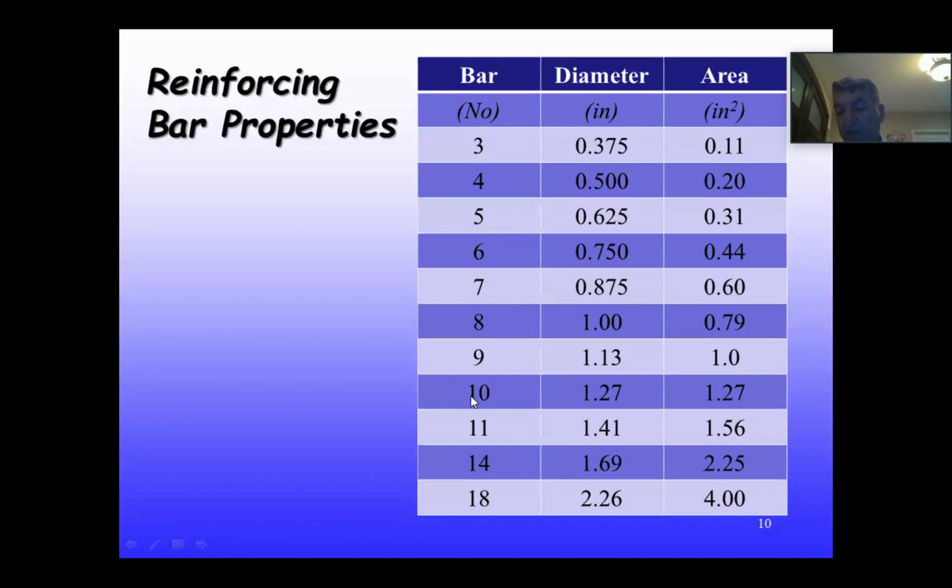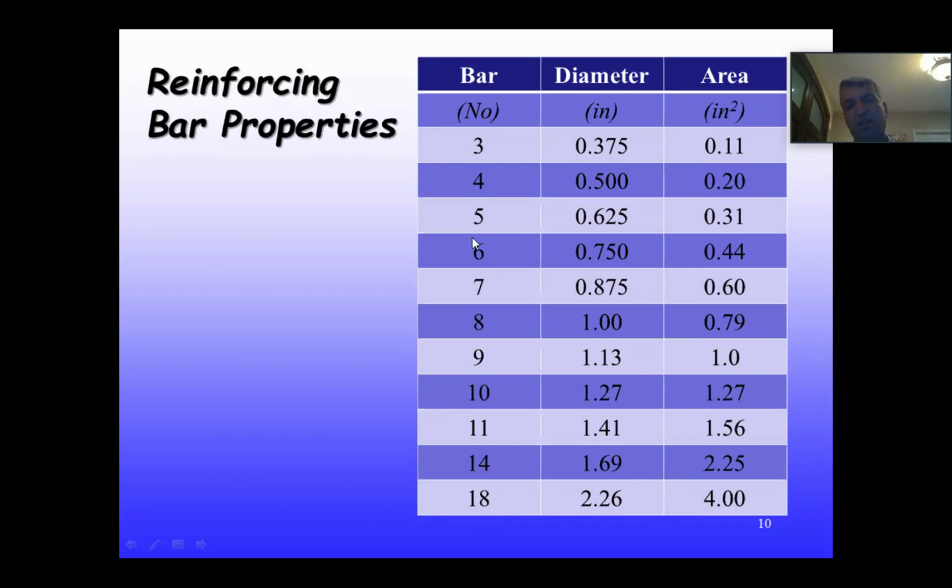If you are in a different country, especially in the metric system, they are completely different. Because remember, we are in inches, they are in millimeters or centimeters. So those bars from those countries usually start with 6 millimeter as the smallest: 6, 8, 10, 12, 14, 16, 18, 20, and so forth. Whichever country you are in, you study that, and it's very simple, it's just different properties. Instead of inch diameter, it'll be millimeters, and instead of inch square area, it'll be millimeter square.